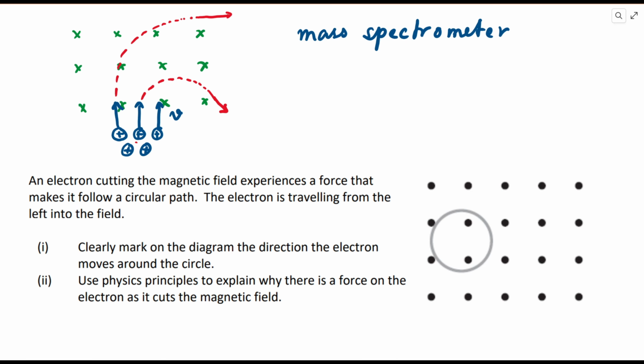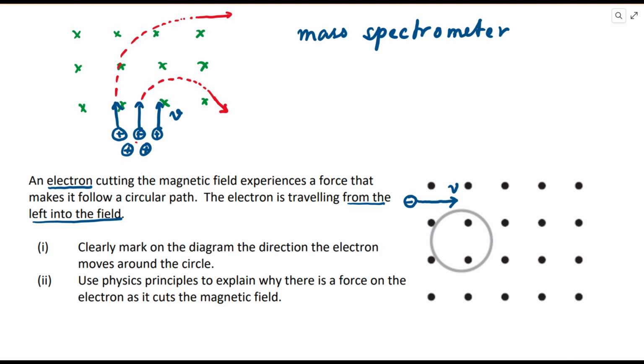Let's now quickly look at a past exam question about this topic. We have an electron cutting the magnetic field that experiences a force which makes it follow a circular path, and the electron is traveling from left into the field. Two key things here: one, it's an electron, so it's a negatively charged particle, and second, it's traveling from the left into the field, which means it's starting over here, that's our electron, and it's moving from left into the field. That specifies the direction of its velocity, so we know that its velocity is to the right.